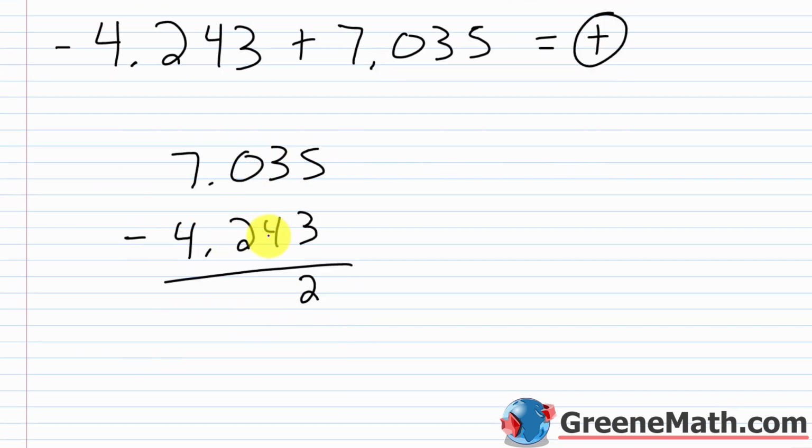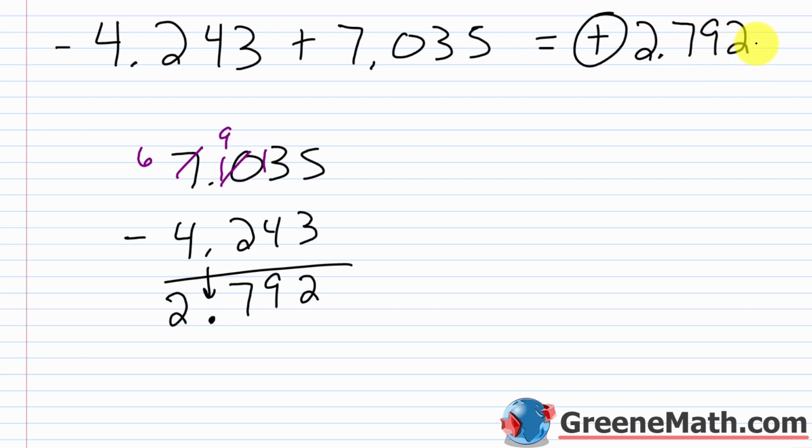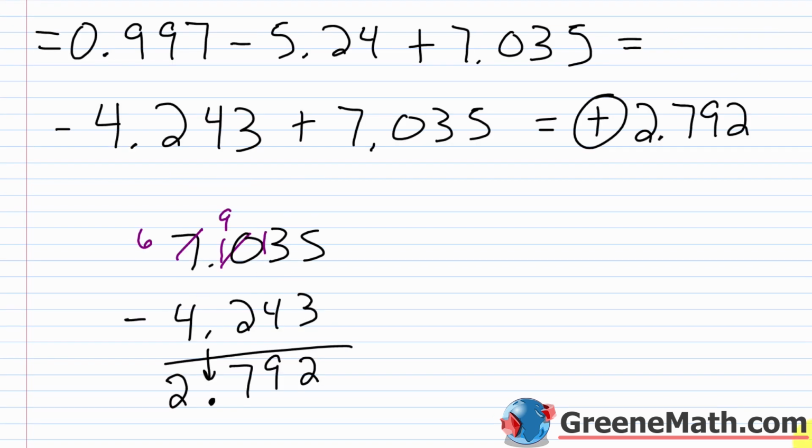So now I want to do 3 minus 4, and I need to borrow. I can't borrow from the 0, so I got to go to this 7. 7 becomes 6. The 0 becomes 10. Then 9. Then finally this 3 becomes 13. 13 minus 4 is 9. Then I'm going to have 9 minus 2, that's 7. And again, I forgot to bring down my decimal point when I started. And so I bring it down now. And then I'll have 6 minus 4, that's 2. So I'm going to get a positive 2.792.